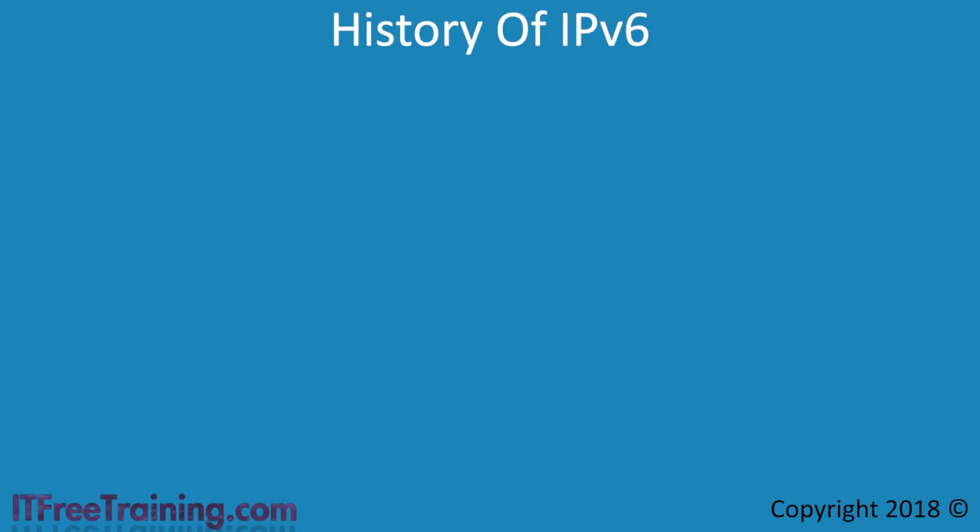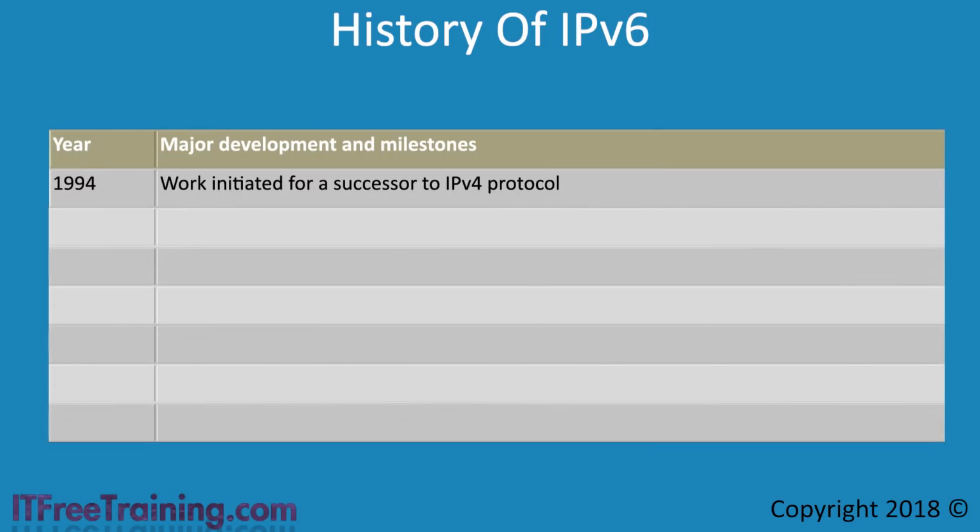To start with, I will have a quick look at the major developments and milestones of the IP6 protocol to give you an idea where the protocol is as of today. In 1994, work was initiated for a successor to the IP4 protocol. The 90s saw a rapid expansion of the Internet, and it was quickly determined that the current IP4 protocol would not have enough IP addresses to support Internet growth in the long term.